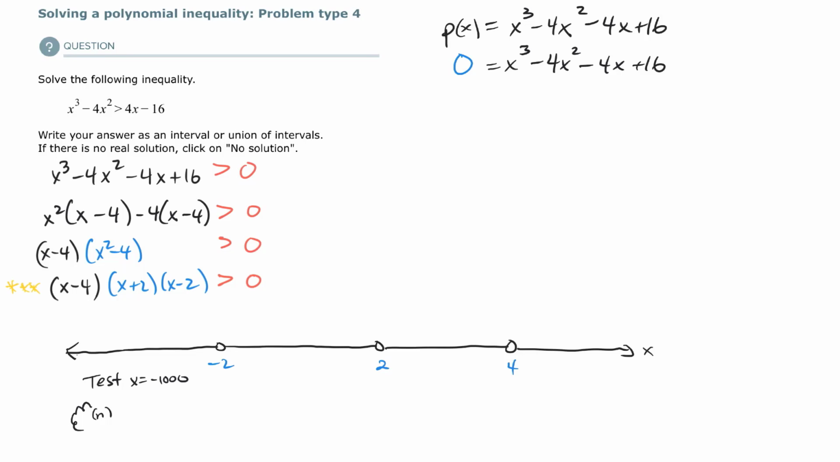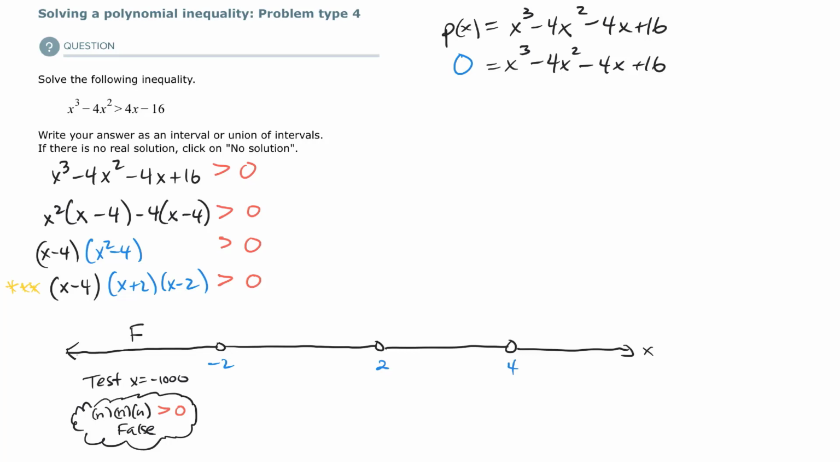So if you put in negative 1,000 minus 4, you get a negative. Put in negative 1,000 plus 2, you also get a negative. And then put in negative 1,000 minus 2, you also get a negative. So we have a negative times a negative times a negative. What is the concept? Well, we want to know, is this greater than 0? And the answer is false. So it's not. So we can't shade our false regions. So we'll label this. This is our false region. We do not shade that. Remember, when you're solving inequalities, you are really shading regions.